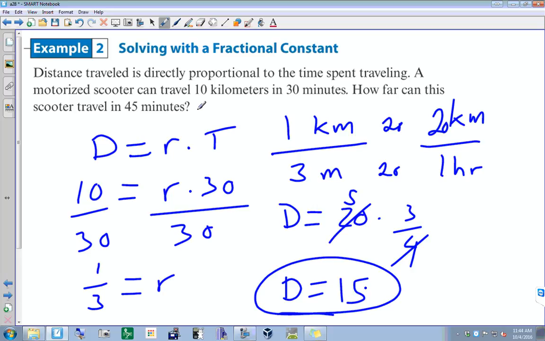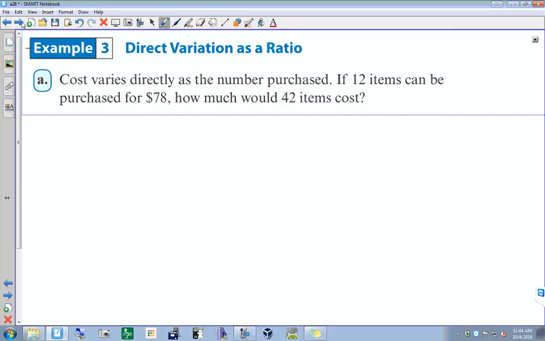There are a lot of ways of thinking about this stuff. You've already done this and are experiencing a lot of it. Okay? So when you look at it, put it into terms that you're accustomed to dealing with. Cost varies directly as the number of purchases. Okay? If 12 items can be purchased for $78, how much would 42 items cost?